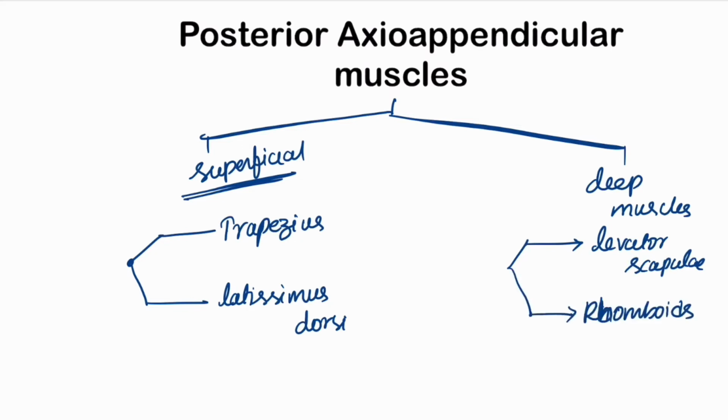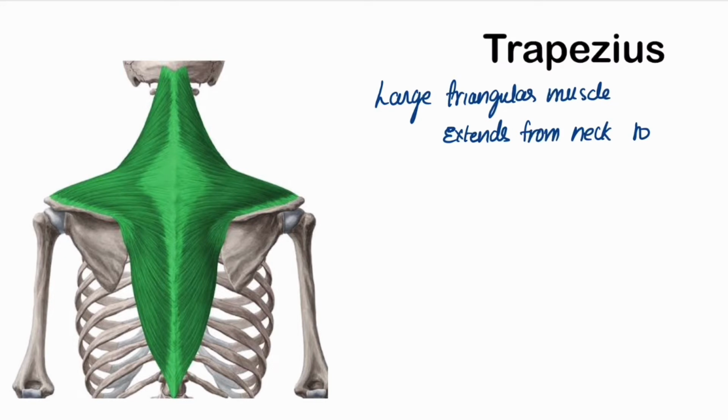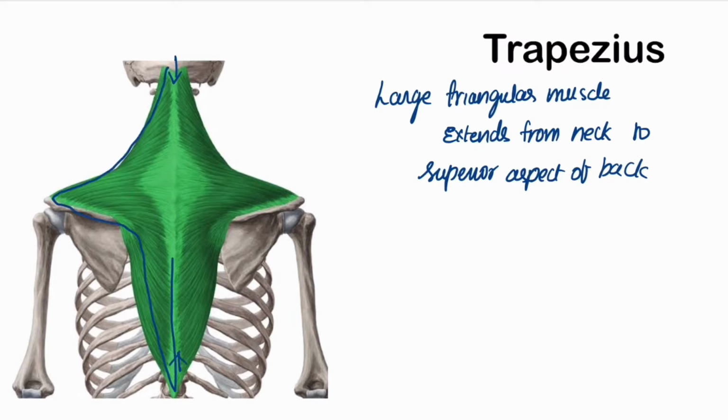First, let us look at the superficial muscles. This is the trapezius muscle here. This muscle is a large triangular muscle that extends from the posterior aspect of the neck to the superior aspect of the back. This is the posterior aspect of the neck and this is the superior part. This is the left muscle and this is the right muscle. These two muscles together look like a trapezium, so it is named the trapezius muscle.